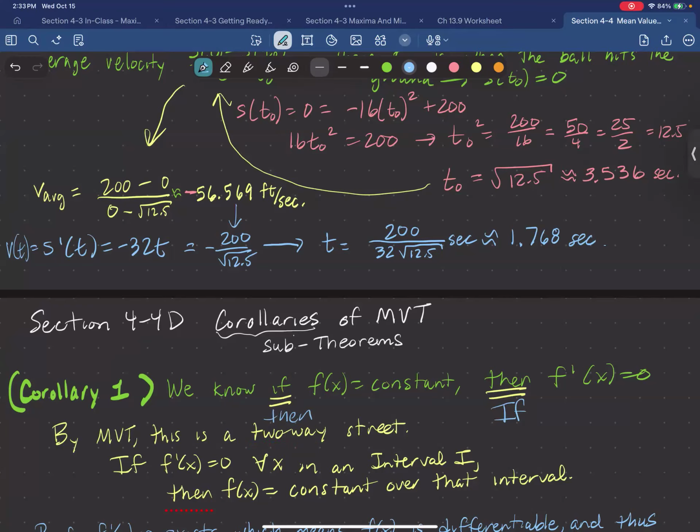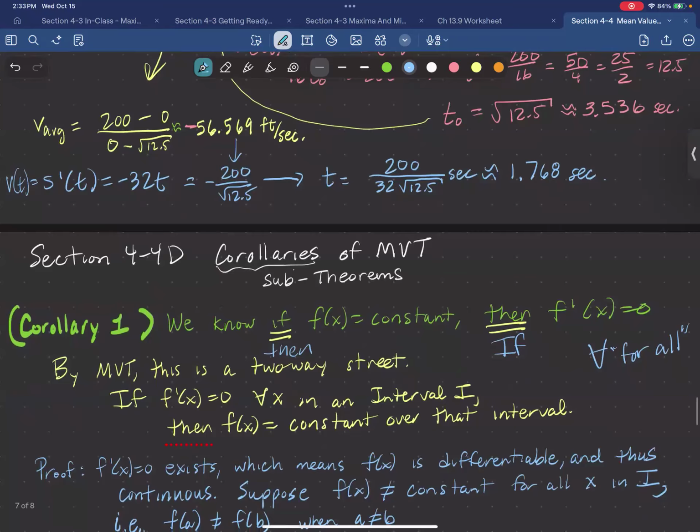If f'(x) equals 0 for all x, remember this means for all. If f'(x) equals 0 for all x in some interval I, then f(x) is a constant over that interval. We'll prove it real quick. If f'(x) equals 0, it means f(x) is differentiable because we have a derivative. And if it's differentiable, it's continuous. Remember doing this back in chapter 1?